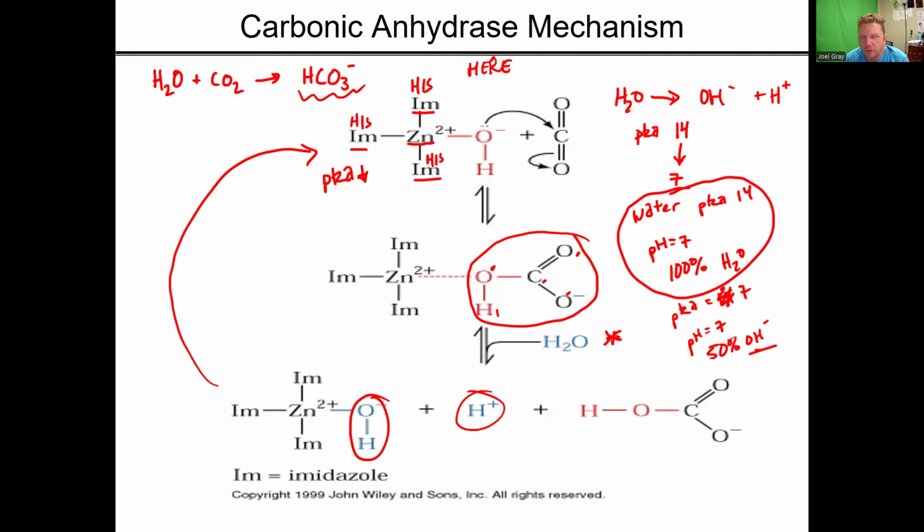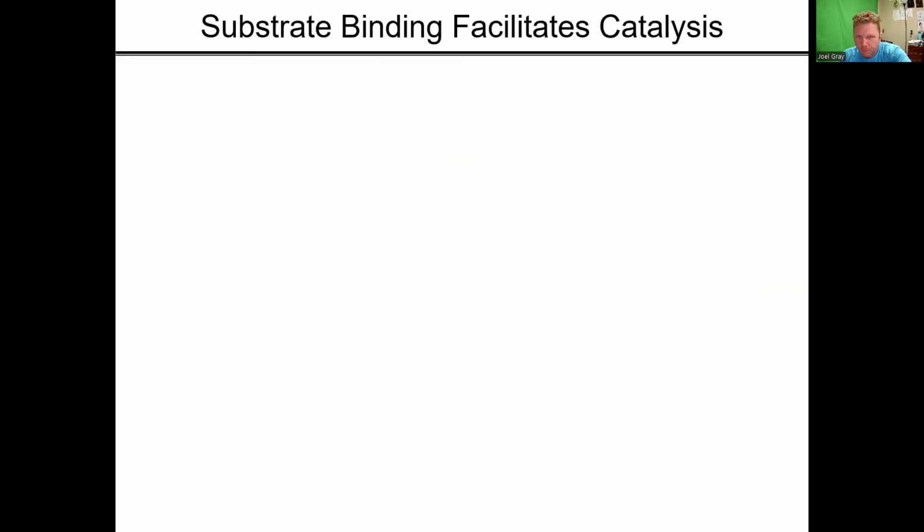It's going to be basically released from the active site of the carbonic anhydrase, and water can take its place. And that whole process can begin over and over again. Now, that's metal ion catalysis. What we see with carbonic anhydrase is the pKa drops from 14 to 7. Awesome. Now, substrate binding facilitates catalysis.